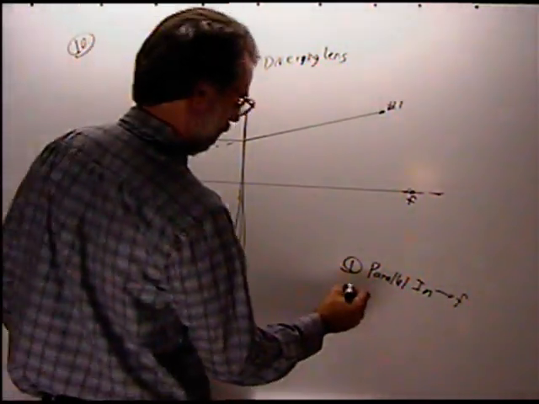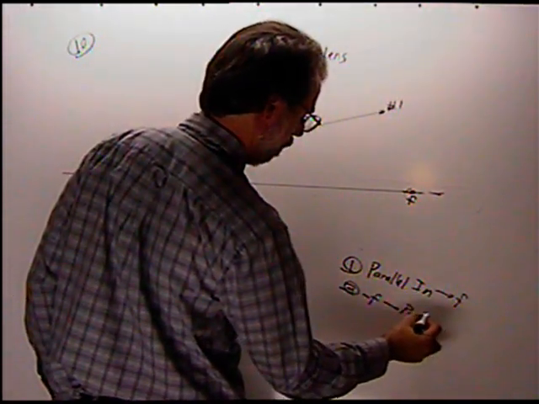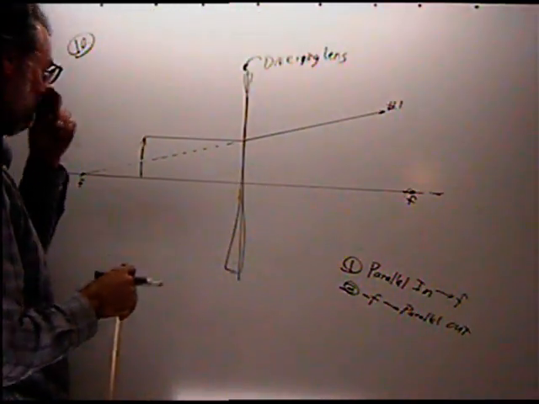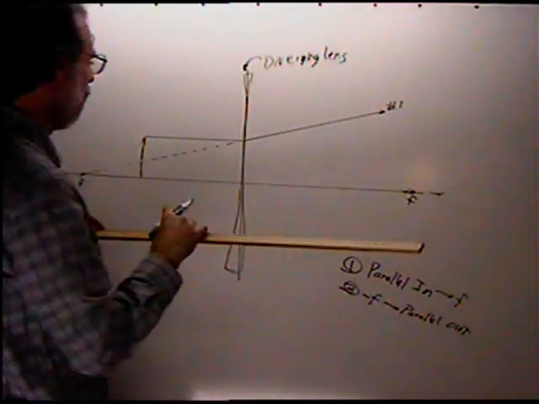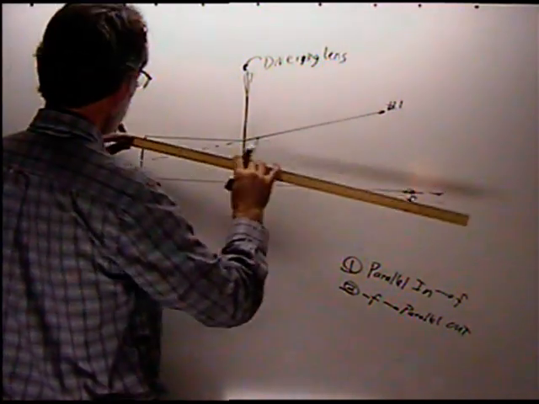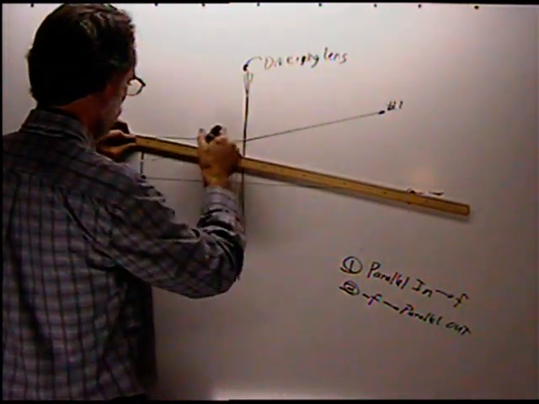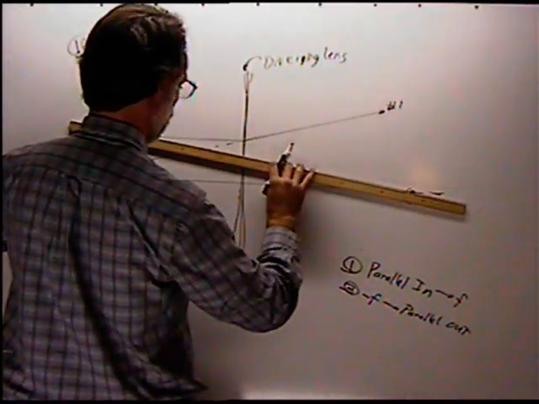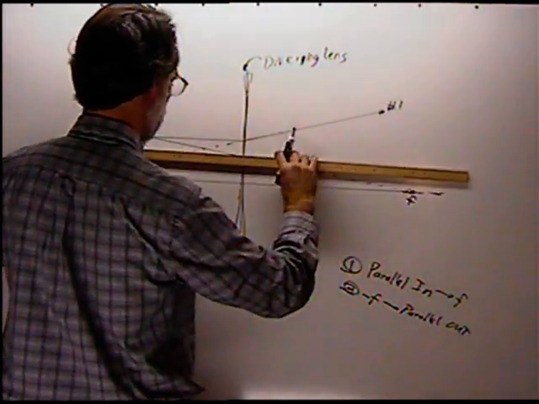Okay, ray number 2 is through the focal point and parallel out. Well, the ray can't go here, so we have to act as if it's going through this one. We act as if the ray is going through here, but it comes parallel out. That is, it acts as if it's going through that focal point, but then it comes out parallel.